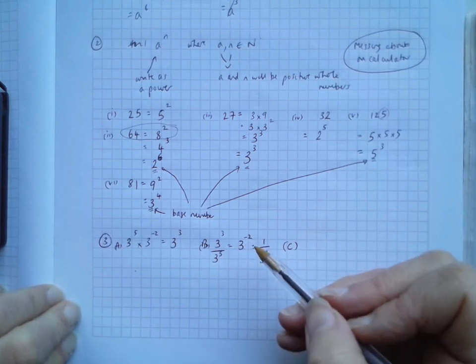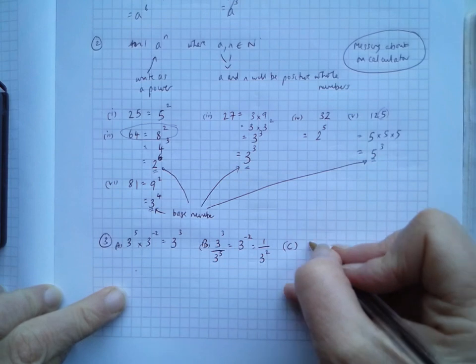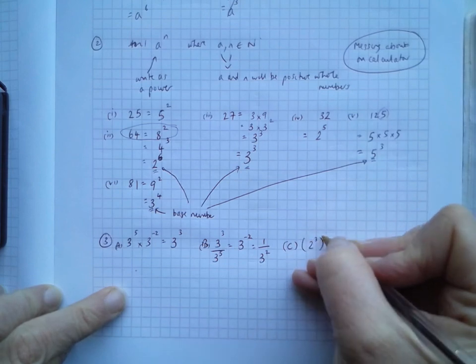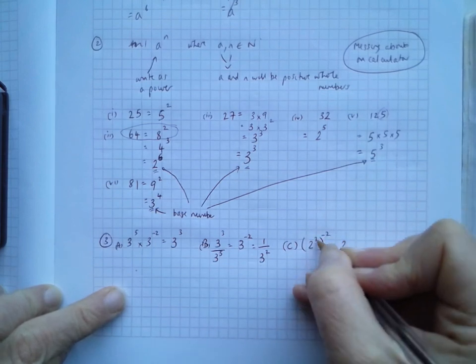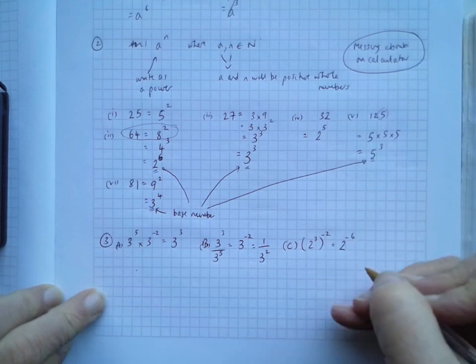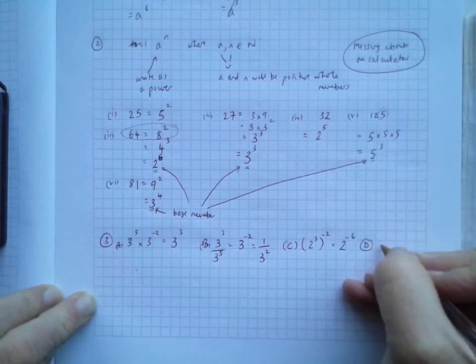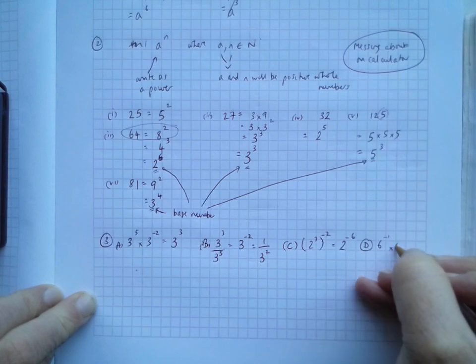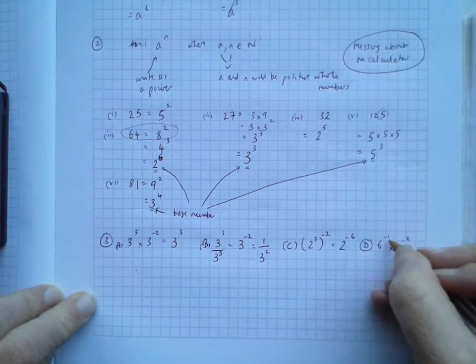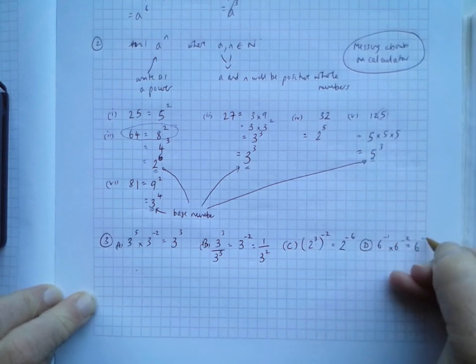Part C, 2 to the power of 3 to the power of minus 2 is 2 to the power of 3 times minus 2, which is minus 6. D, 6 to the power of minus 1 by 6 to the power of minus 2 is minus 1 plus minus 2 is minus 3. 6 to the power of minus 3.